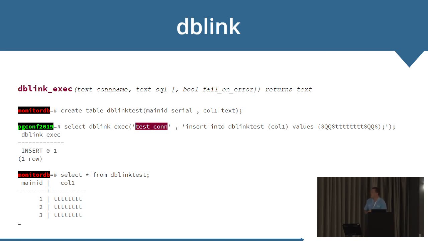Here we can see on our MonitorDB, we would create a table, dblink_test, and then we would connect to the PGConf 2019 one and do an insert from the test connection that we created in the previous slide, into the dblink_test table. Connecting to the MonitorDB, we would then see our values. I think it's pretty cool that you can do it from one session.